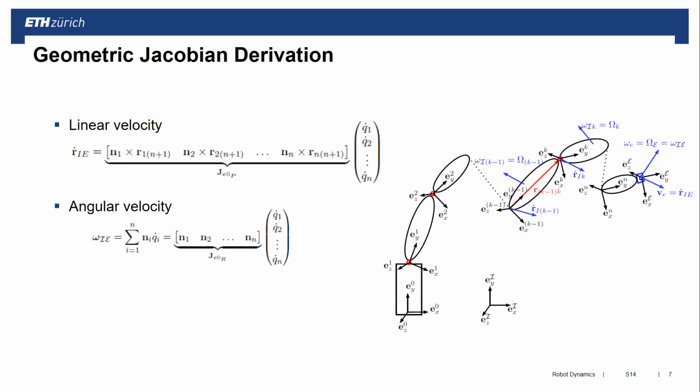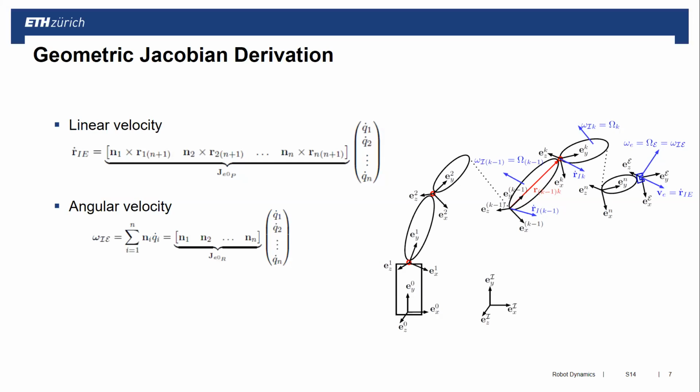And as you can see, the components of it are some position offset vectors. So these are these offsets that we have, and some directions of rotation axis. So around which axis this joint is turning. So essentially very simple geometric properties that we can already get from just looking at the robot, and we can directly write down the geometric Jacobian.